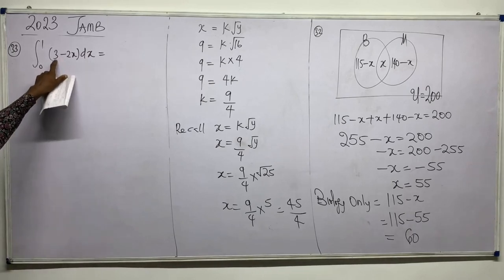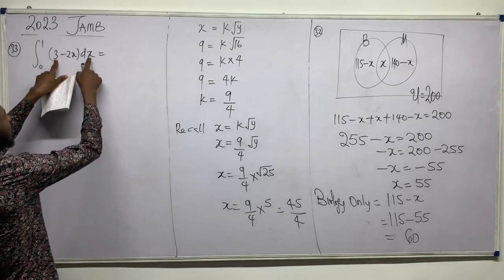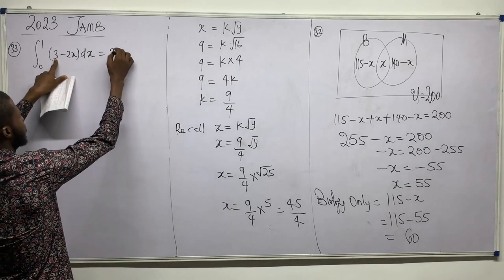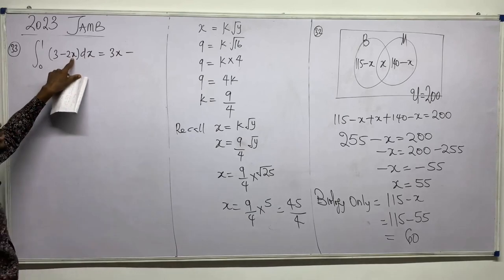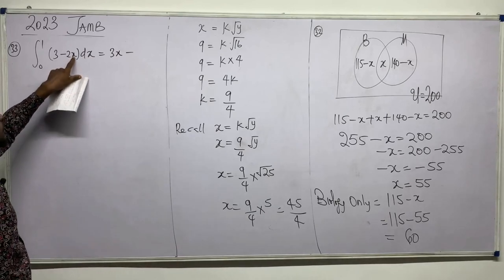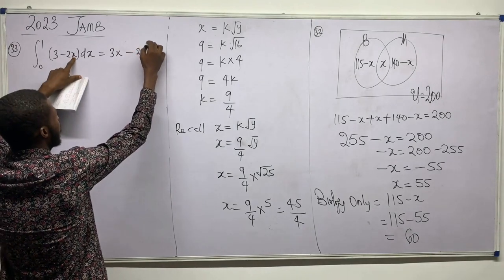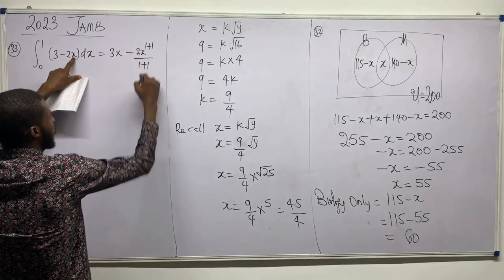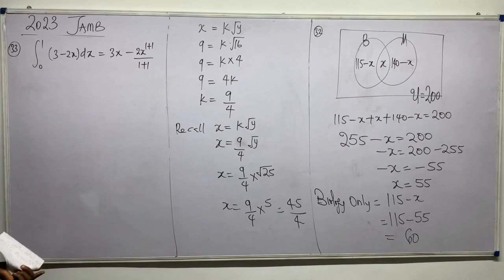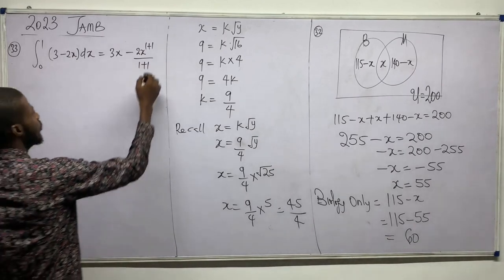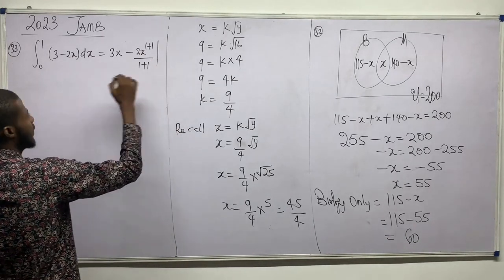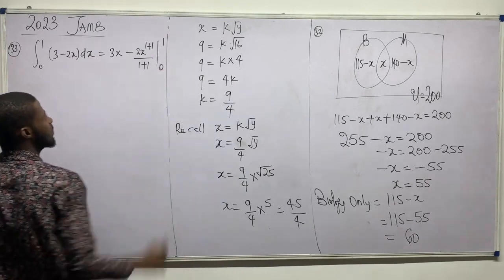If you integrate 3, 3 is a constant, right? So how do we integrate 3? You get 3x, that is, attach x to it. So this is 3x minus 2x. Now remember that this x has the power of 1, so this will become 2x to the power of 1 plus 1 over 1 plus 1. It's a rule of integration. You can watch my videos on integration to learn that. Then put your upper and lower limits, 0 and 1.